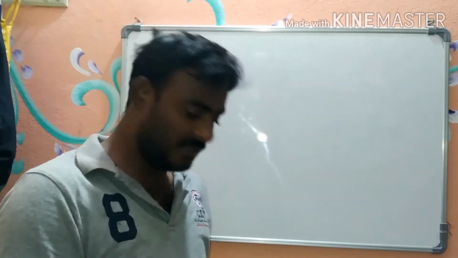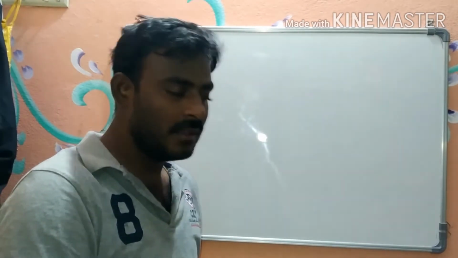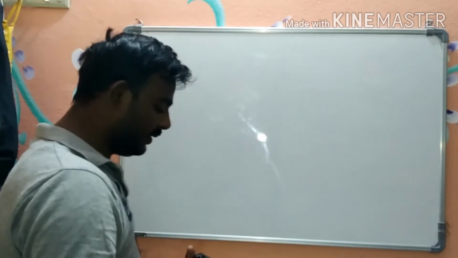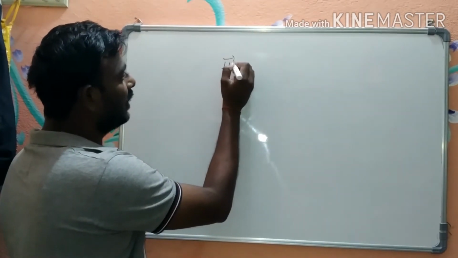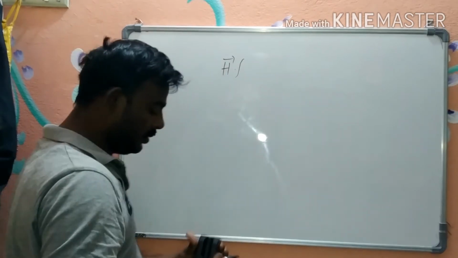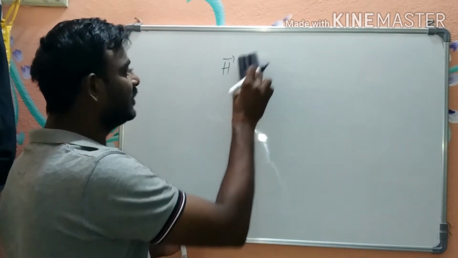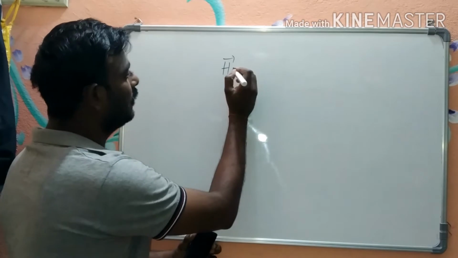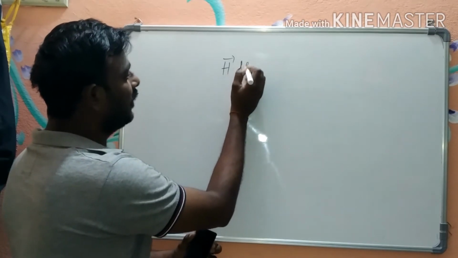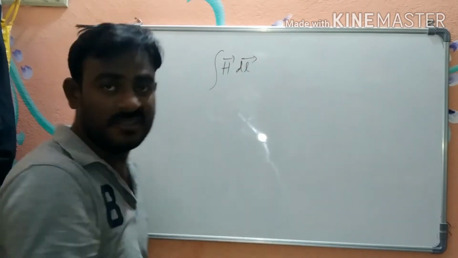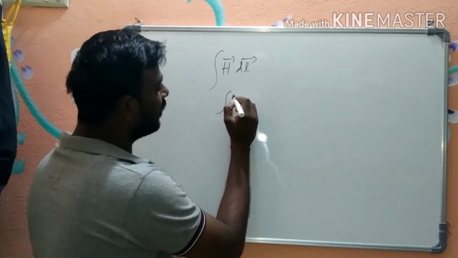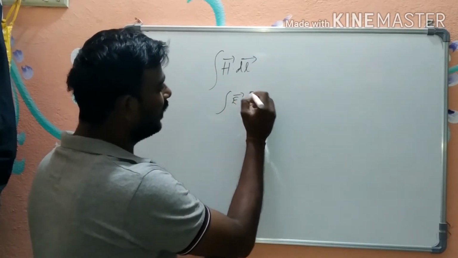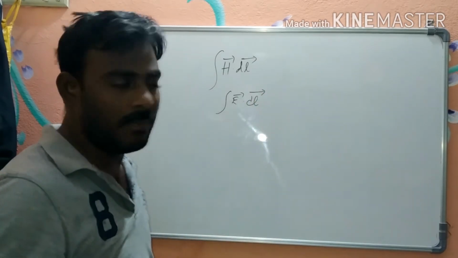Because if you observe in electromagnetics, we need to find these things first. In order to know the current enclosed, we need to find the line integral of H dot dl. Or in order to find the work done or the potential difference, we need to know E dot dl bar.